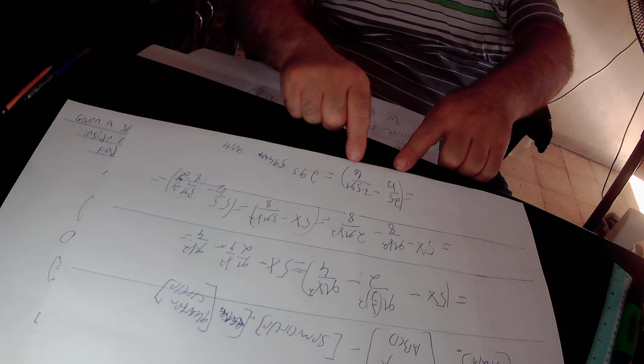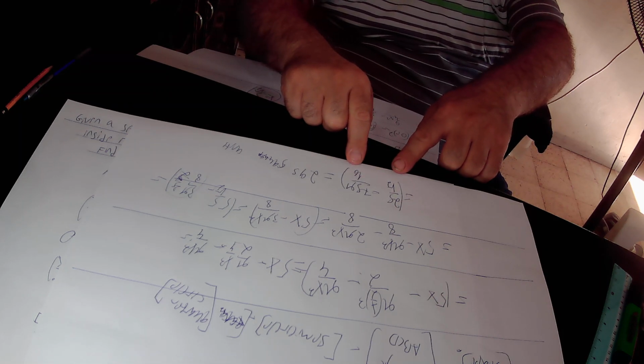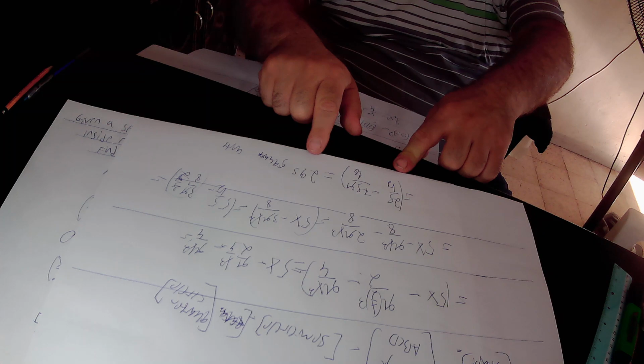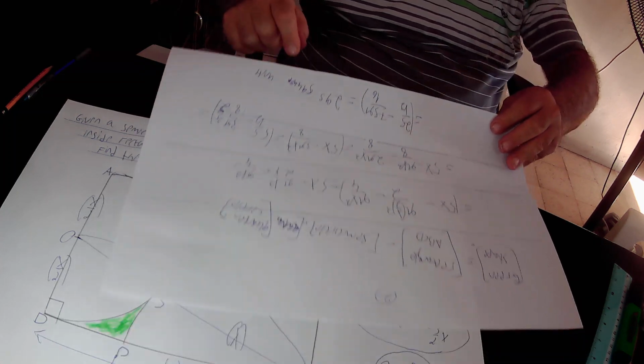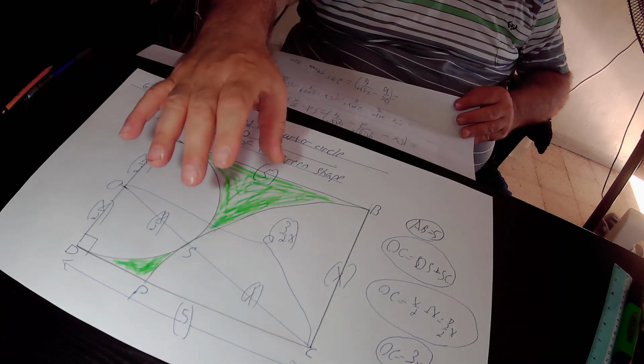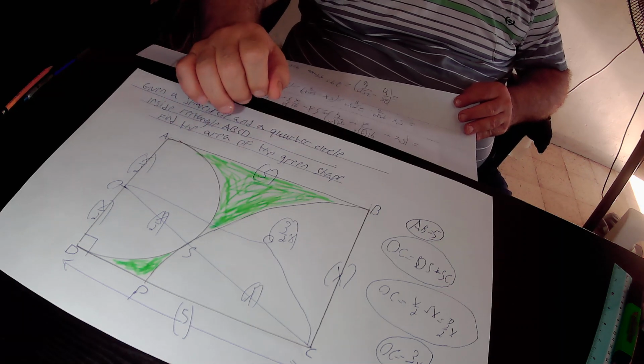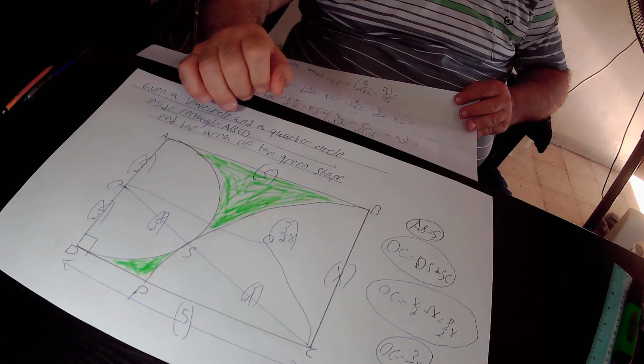Or in terms of numbers, the value of this expression is 2.95. So in total we found the area of this green shape equals 2.95 square units. Okay, thank you very much.